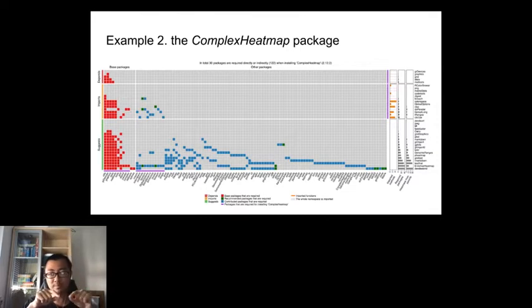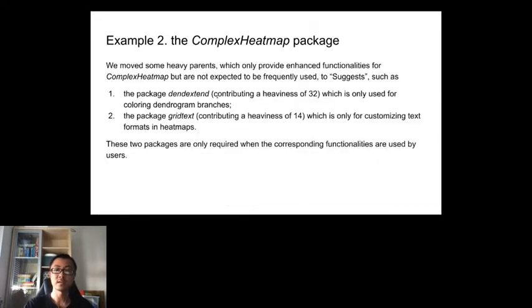which is when you draw a dendrogram on the two sides of the heatmap, sometimes you can color the dendrogram, like different branches with different colors. Then you can use some enhanced additional packages, for example, the dendextend package, which can be used to color the dendrogram branches. And also, we can use the gridtext package to customize the labels in the heatmap. But for these two packages, you can see the heaviness of dendextend is 32, meaning it will bring 32 additional dependency packages to ComplexHeatmap, and gridtext will bring 14 additional dependency packages to ComplexHeatmap.